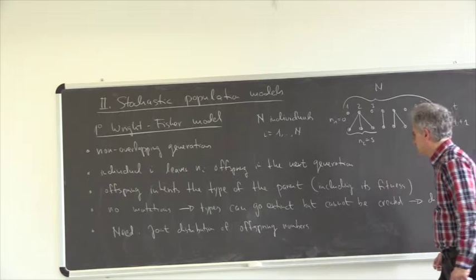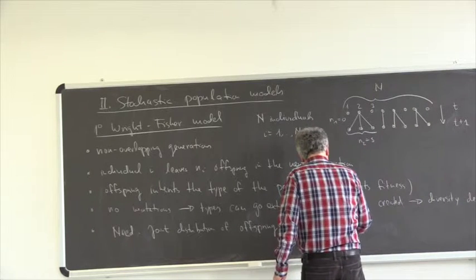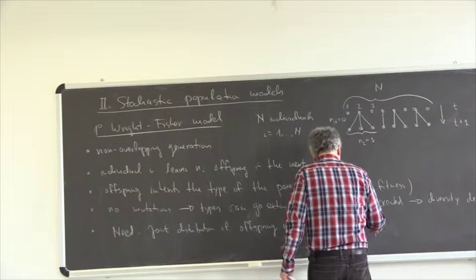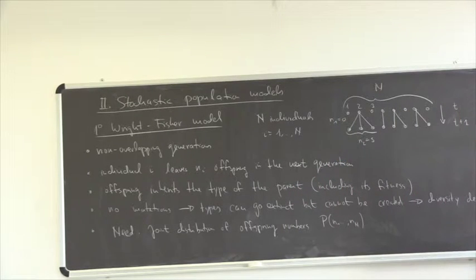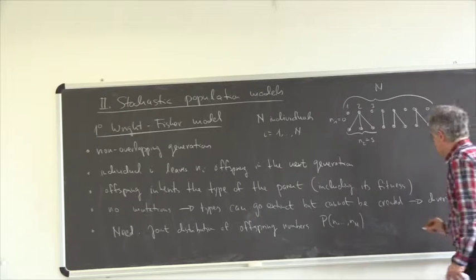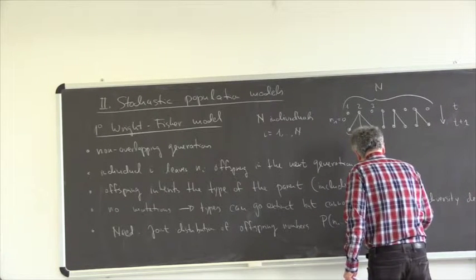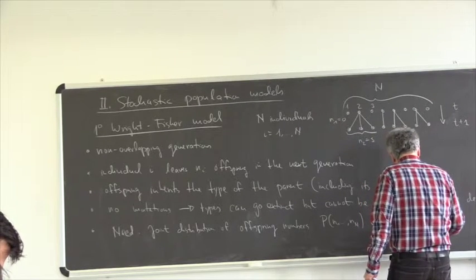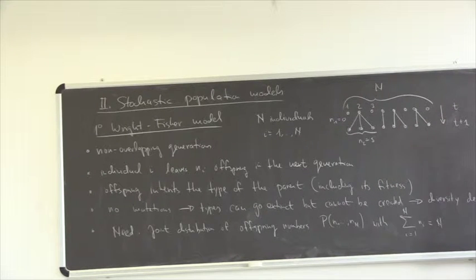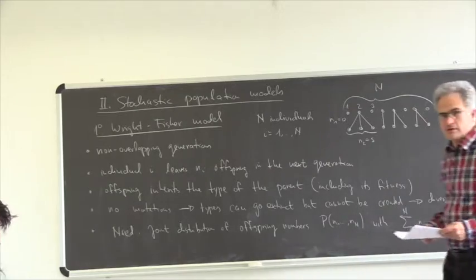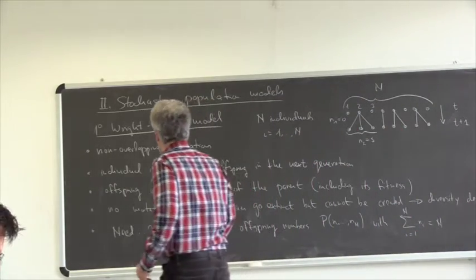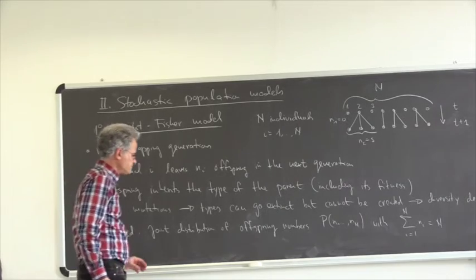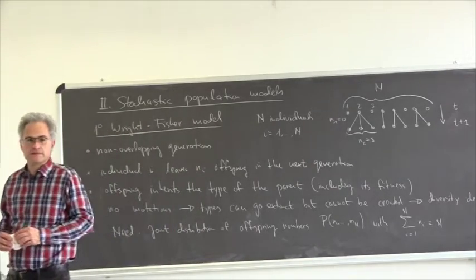Right, so there's some joint distribution T of n1 up to nN. This joint distribution should satisfy the constraint that the population size should be constant, so we want the total number of offspring to be equal to N. This is basically what defines the model. The Wright-Fisher model is defined by a certain construction of this offspring number. Is this clear so far?